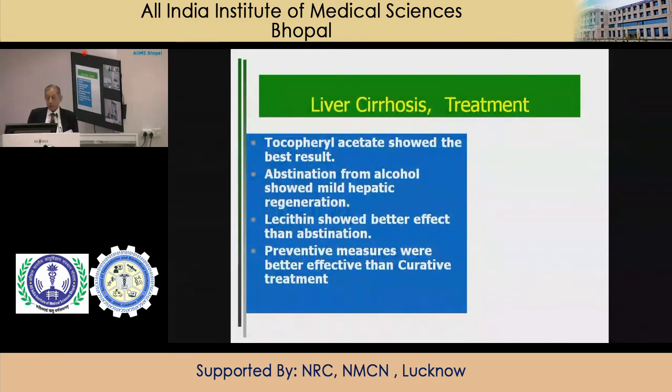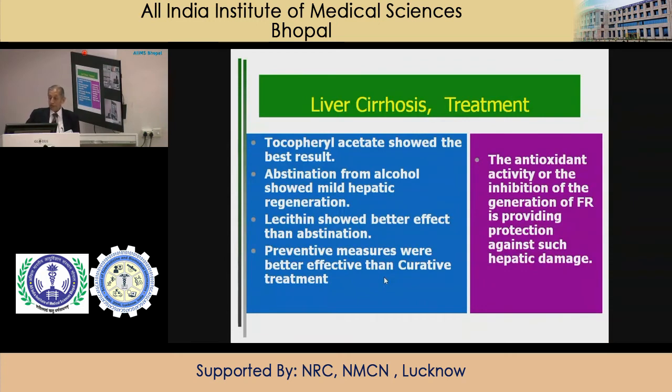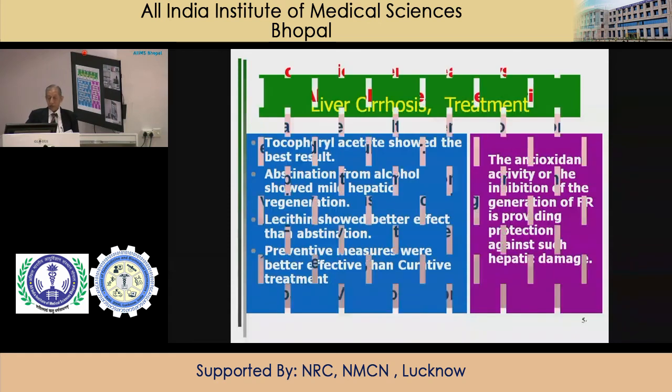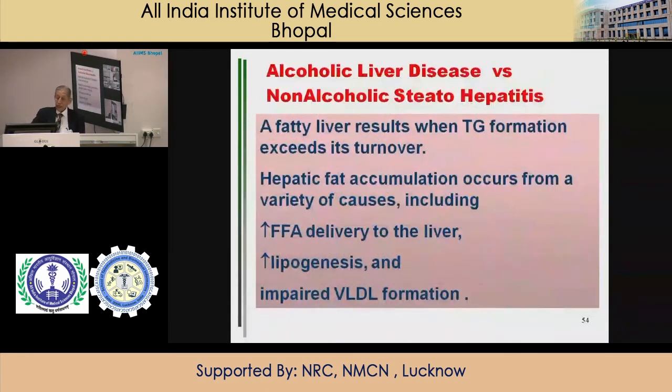What happens when there is liver cirrhosis already produced? We can produce liver cirrhosis in animals, and can we treat something? Tocopherol acetate showed the best result. We have contributed many things, and tocopherol acetate was a good treatment we found out. Lecithin showed better effect than abstinence, and preventive measures were more effective than curative treatment. The antioxidant activity, or the inhibition of the generation of free radicals, is providing the protection against such hepatic damage. That is also one of the conclusions that we have drawn on those things.